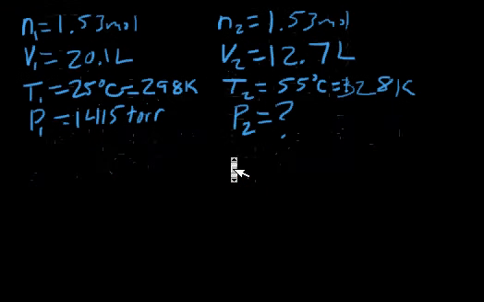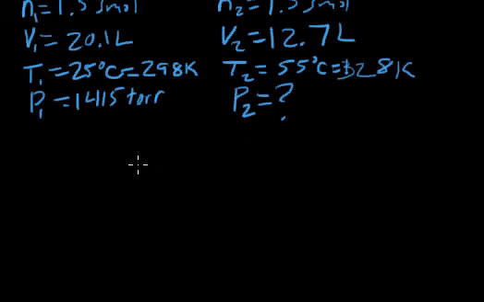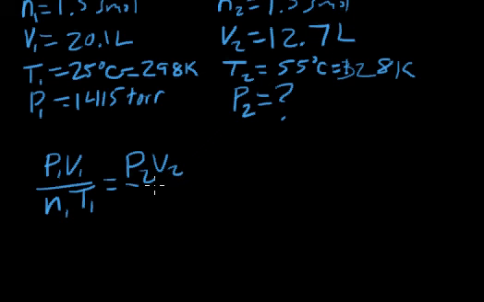So let's look at what gas law we're going to use for this. And of course we're going to be using the ideal gas law, but kind of the new version of the ideal gas law. And let me show you how this is going to work. The ideal gas law says that P1 V1 over N1 T1 is equal to P2 V2 over N2 T2. And you'll notice that because N1 and N2 are exactly the same value, if we plug those values into this equation, the N1 and the N2 would actually cancel out. So in this problem, N1 and N2 are irrelevant.